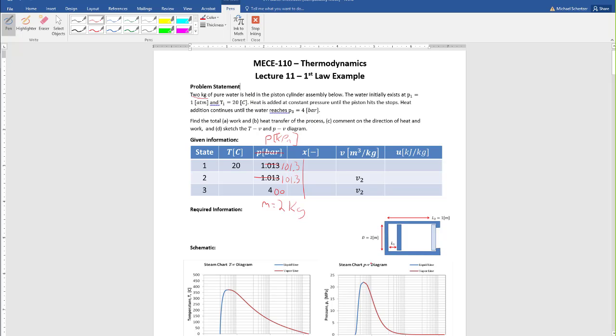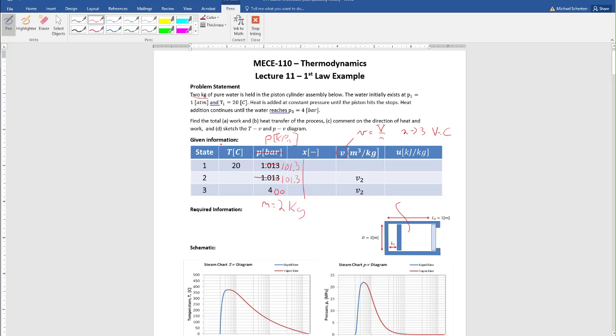We're also told that the volume here is constant, right? So here, if we look at this, my state table doesn't have volume, it has specific volume, but we remember that little v is equal to big V divided by the mass. So I know as I move from state 2 to state 3, the volume is constant.